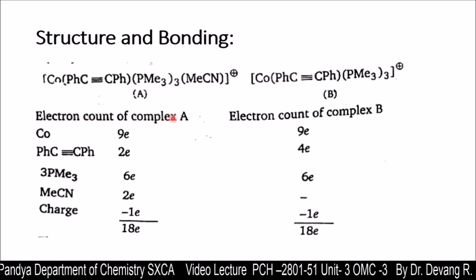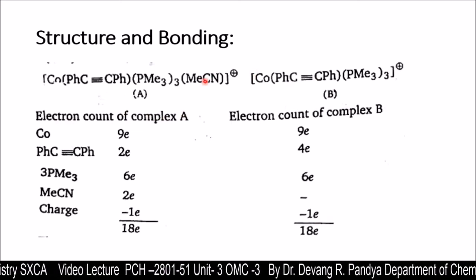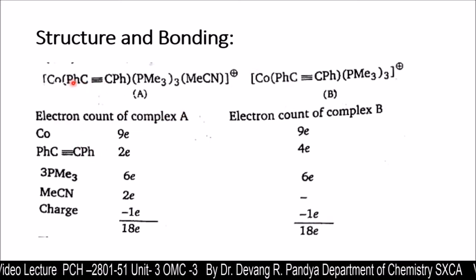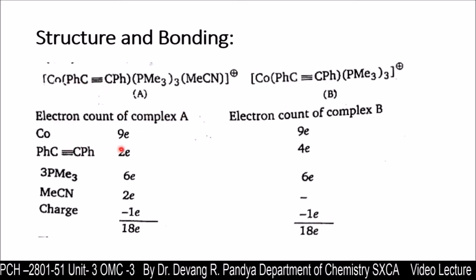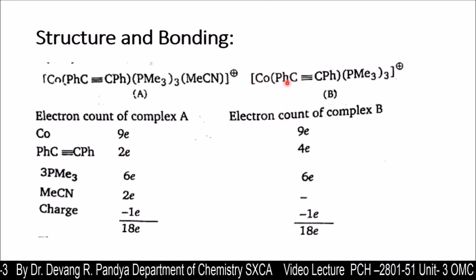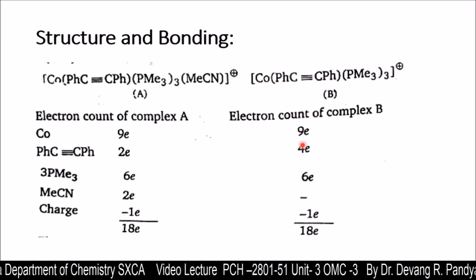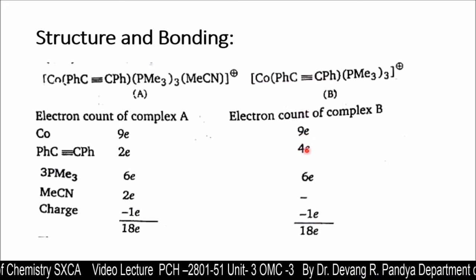Here is the electron count of complex A and the electron count of complex B. These two examples would be there. Here diphenyl acetylene is going to give 2 electron donation, and here we consider this diphenyl acetylene is going to give 4 pi electrons according to the Templeton scheme.